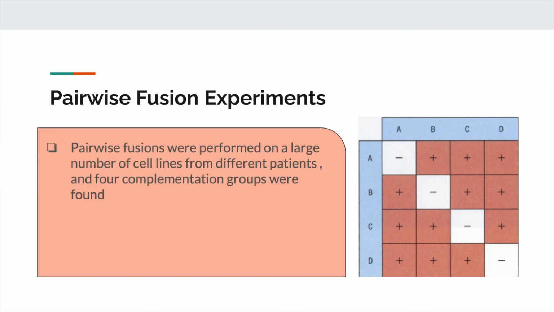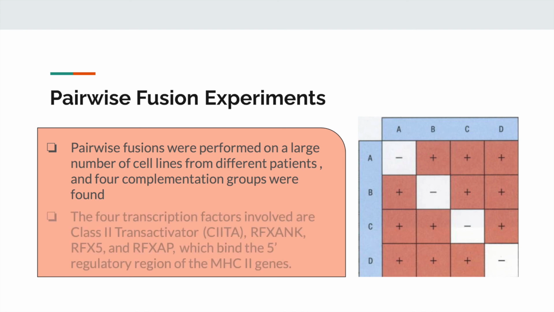The pairwise fusions were performed on a large number of cell lines from different patients, and then 4 complementation groups were found: A, B, C, and D. The 4 transcription factors involved were class 2 transactivator, or CIITA, RFXANK, RFX5, and RFXAP, which bind to the 5' regulatory region of the MHC2 genes. Specifically, CIITA is the main factor involved here because it binds to the RFX complex that activates transcription. And then the other 3 bind directly to the promoter of all MHC class 2 genes.